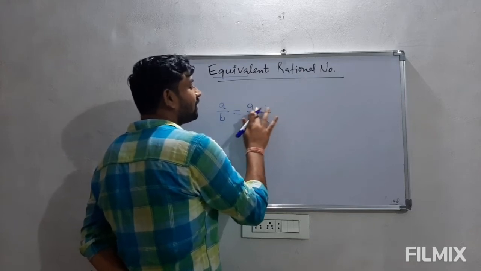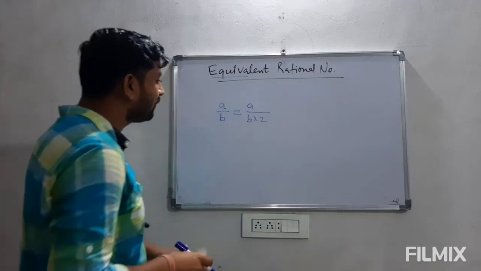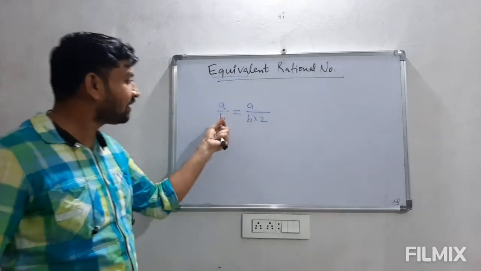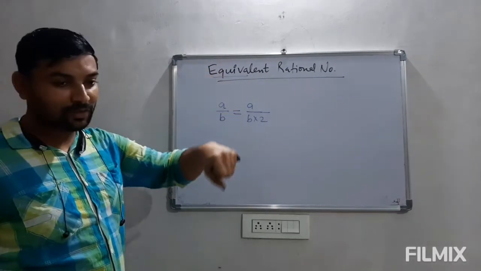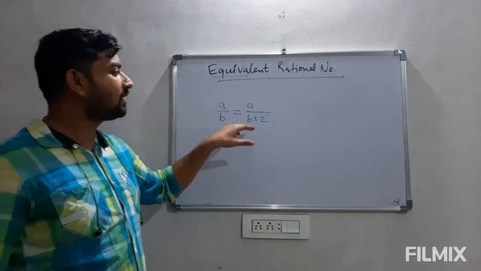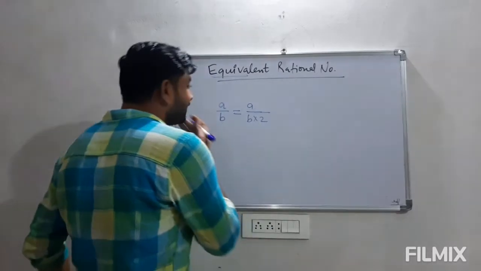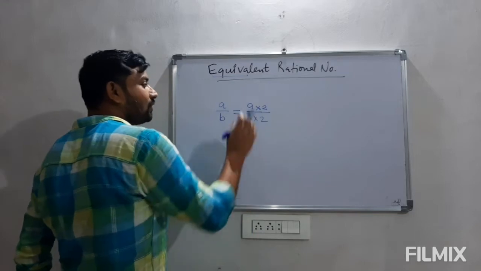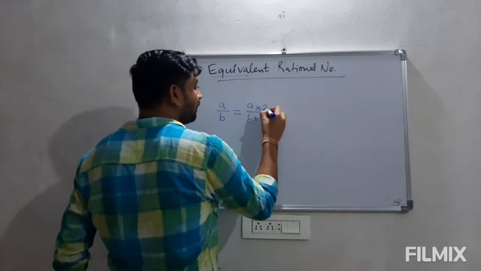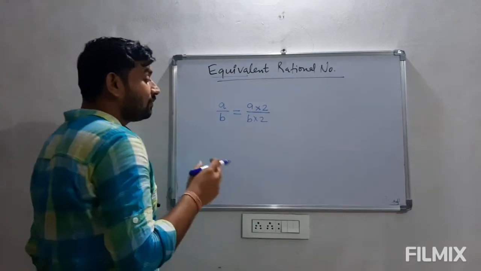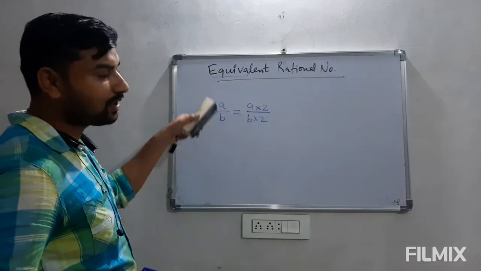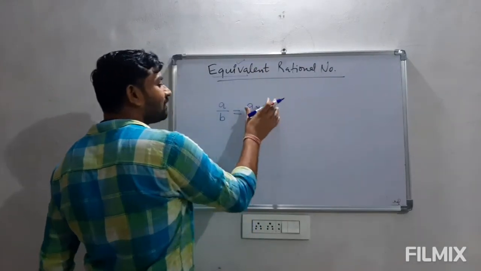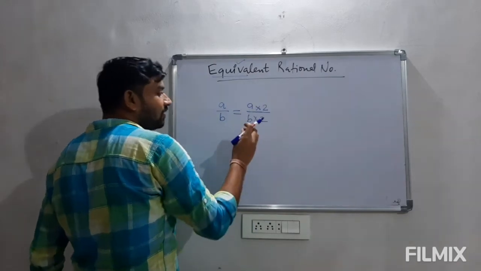Now see, if I multiply only the denominator by 2, what will happen? We multiplied b by 2 but left a as it is, so the value a upon b changes to a upon 2b. But this is not allowed. Whatever changes we make should be done with both numerator and denominator. So this a upon b will be written as a into 2 upon b into 2. That means for calculating an equivalent, we have to multiply the numerator and denominator by the same number.